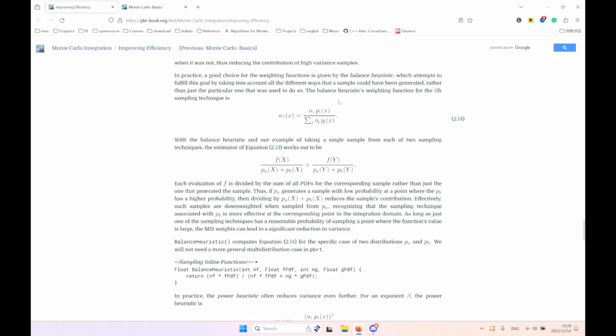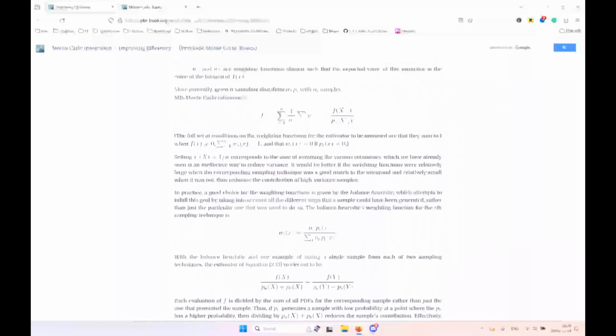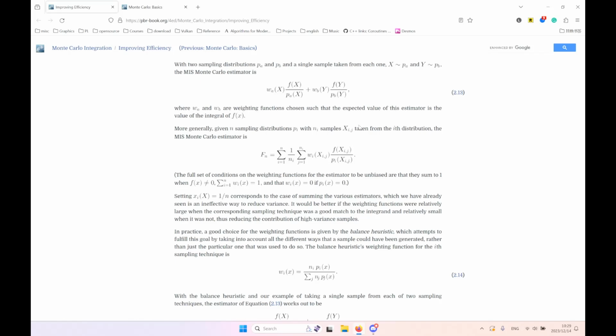Yeah, makes sense. It just has to satisfy those rules they mentioned up above. When a sample is not zero, the sum of all the weights for that sample equals one. So you're not taking something with higher probability than is possible.